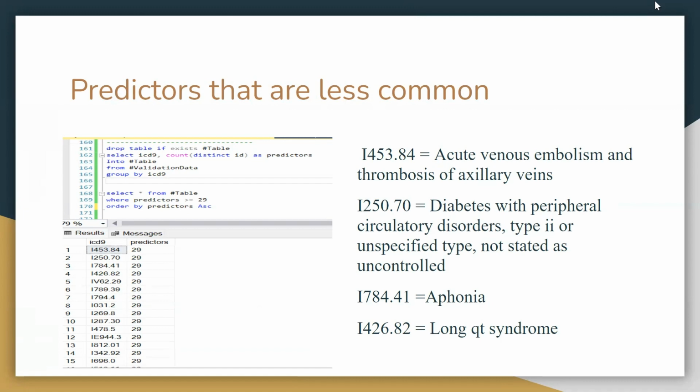And here it's the same code, but we take a look at predictors and order them from least to most. We had set a limit for the minimum being 29 associated predictors. So here we can take a look at some of those, which include acute venous embolism and thrombosis of axillary veins, diabetes with peripheral circulatory disorders, or even long QT syndrome.